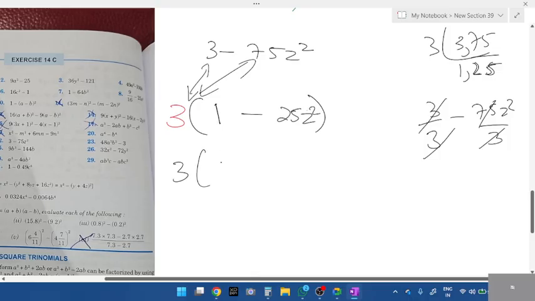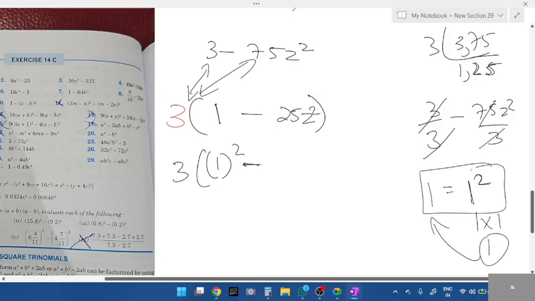1 is a perfect square. How do I write 1? It's a perfect square, I can write it as 1 square. See, if 1 is given, I can write it as 1 square. What is the value of 1 square? 1 into 1 is 1. Does this change the value if I write 1 square? So you can write it like that.